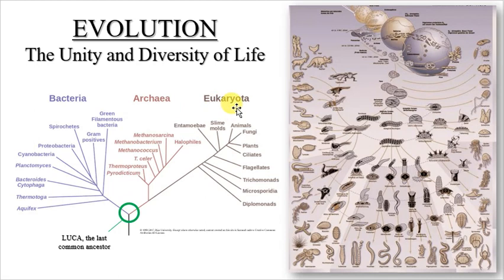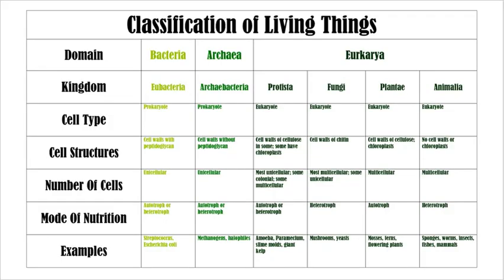From here, organisms then fall into one of six kingdoms, and I have a nice classification chart for you guys here. So in domain Bacteria, the kingdom is Bacteria, or Eubacteria. In domain Archaea, they fall into the kingdom Archaeobacteria. And in the domain Eukarya, they fall into one of four kingdoms. You have Protista, Fungi, Plantae, and Animalia.